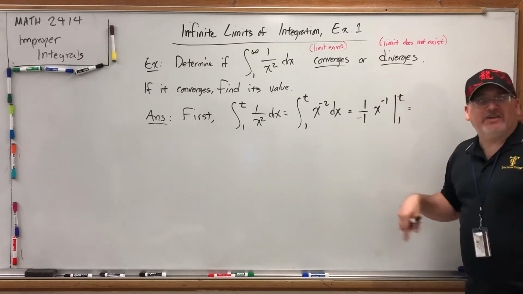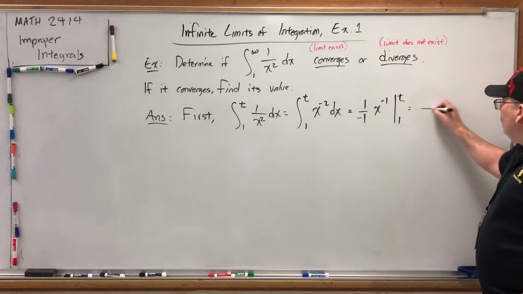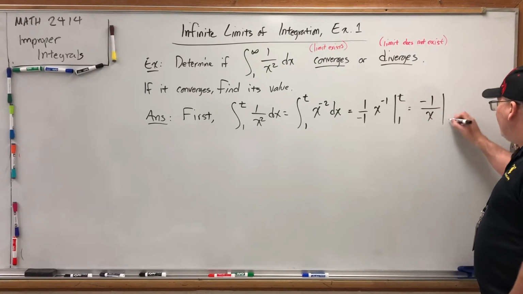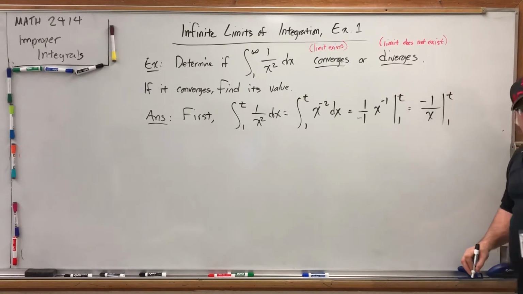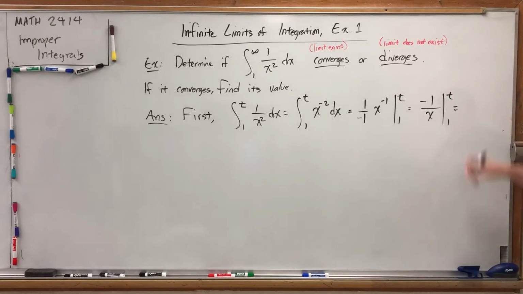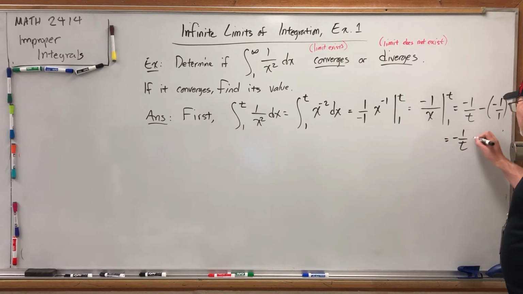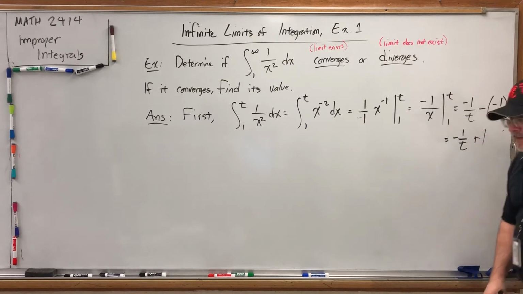Let's clean up the antiderivative. It's going to be a fraction, it's going to be negative, and the denominator is just going to be x, and that's going to be evaluated from 1 to t. All right, we substitute t, we get 1 over t, minus, if we substitute 1, we get negative 1 over 1. Well, negative 1 over 1 is just negative 1, and we're subtracting it, so it becomes a plus. And so our antiderivative is negative 1 over t plus 1.